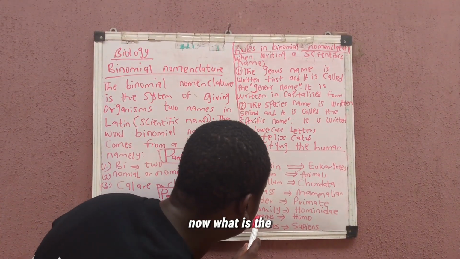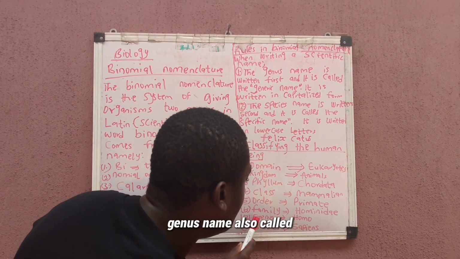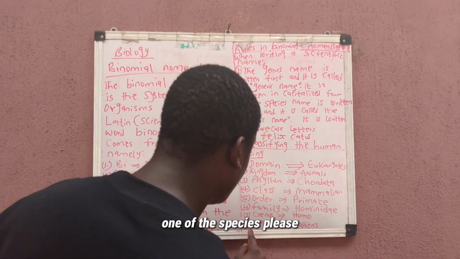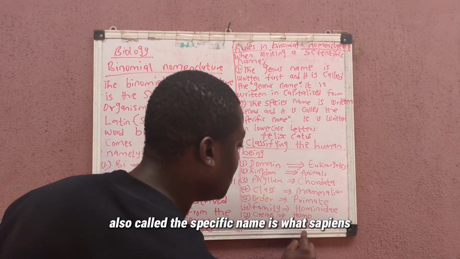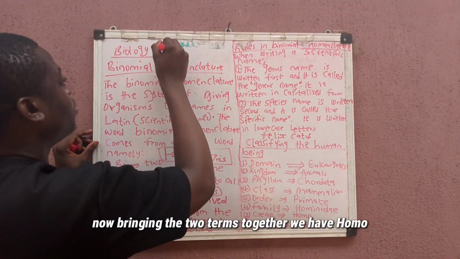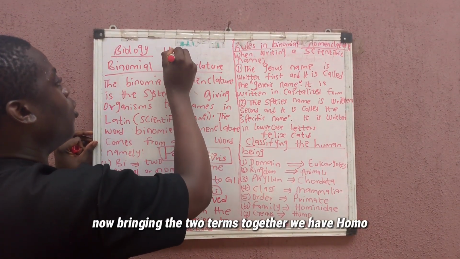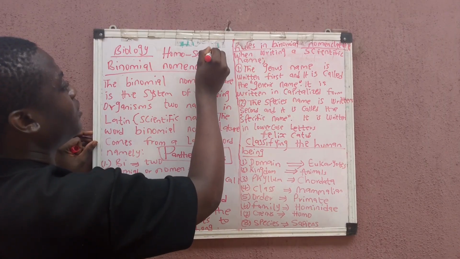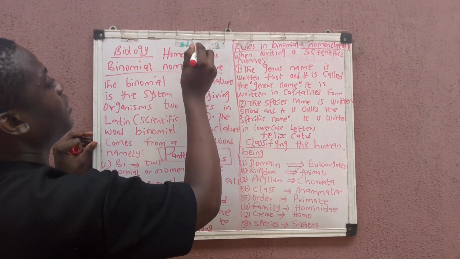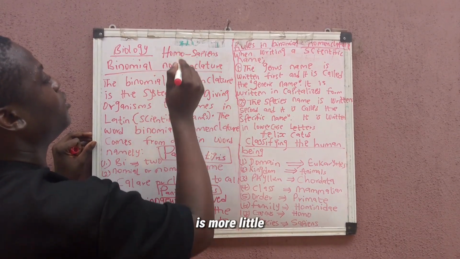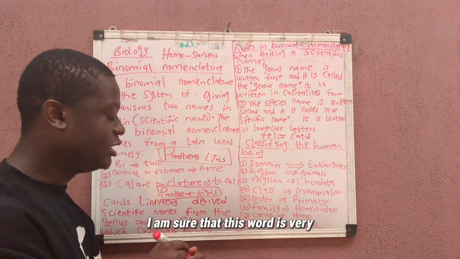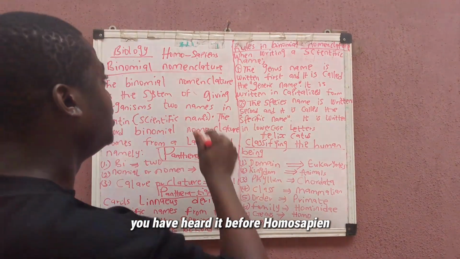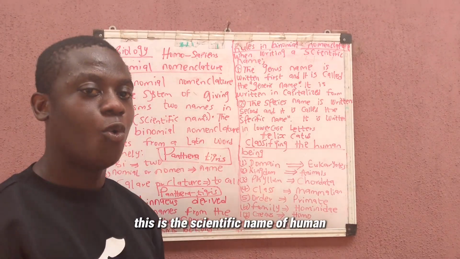Now, what is the genus name, also called the generic name, of human beings? Homo. What of the species, which is also called the specific name? Sapiens. Now, bringing the two terms together, we have Homo sapiens. I am sure you are very familiar and conversant with this word. You have heard it before, Homo sapiens. This is the scientific name of human beings.